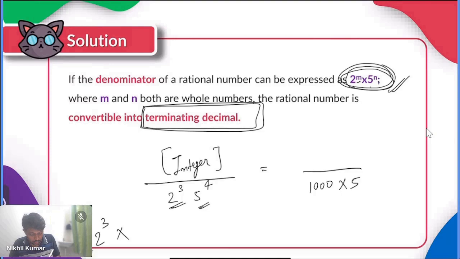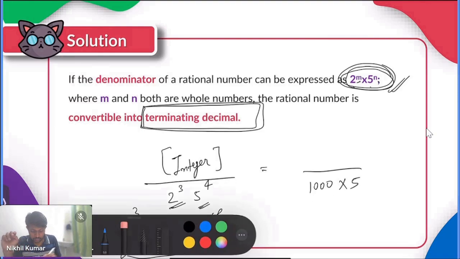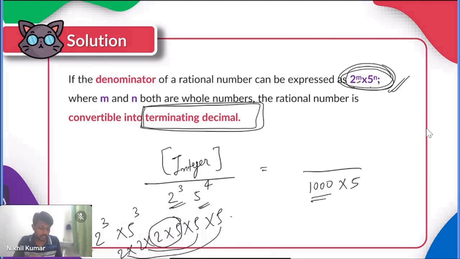Okay, do it like this. 2 cube into 5 cube. So 2 into 2 into 2 into 5 into 5 into 5, isn't it? 2 into 5 is 10. This 2 into this 5 is 10. This 2 into this 5 is 10. How many tens? 3 tens. So you get a 1000 here. Do you understand how I wrote that 1000 here? Yes, sir. Now one 5 is left because there were 4, like 5 to the power 4 was there.